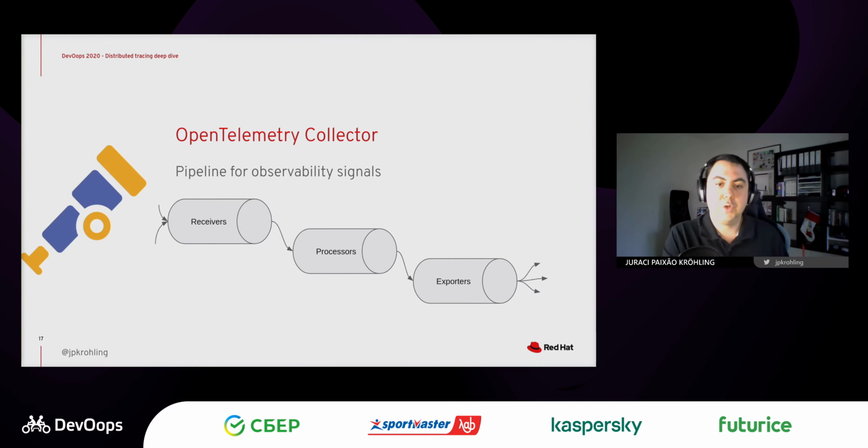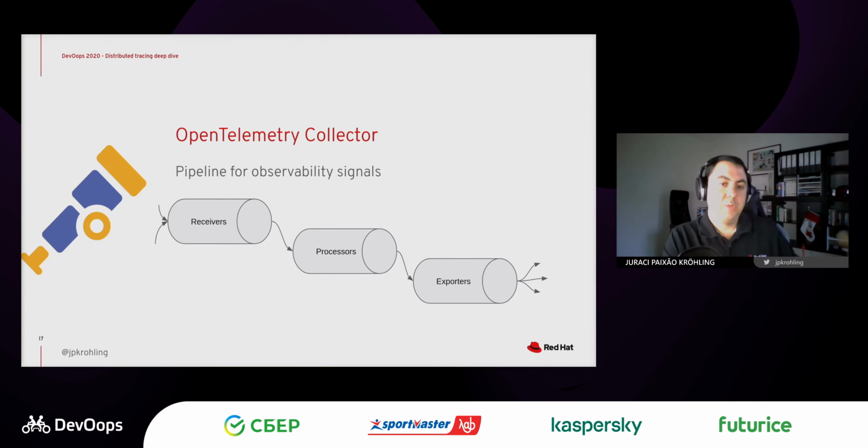So the OpenTelemetry Collector is a pipeline for observability signals. It's basically a binary that you download and run on your infra. It's built with the notion of pipelines, so you have data coming in at one end, and it's then exported at the other end.